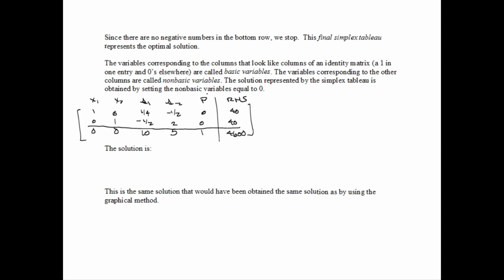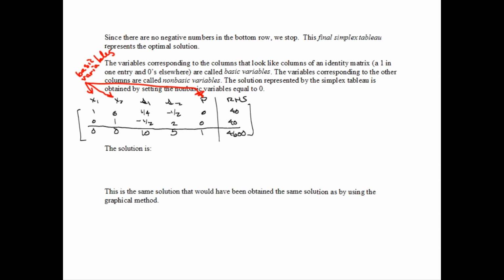Now, here we have to learn how to determine what solution is represented by this tableau. The variables that correspond to columns that look like columns of an identity matrix, columns in which we have a 1 with zeros everywhere else in the column, we call basic variables. The others we call non-basic variables. So in our case, these two are serving as basic variables, and also the p, which always will be basic.